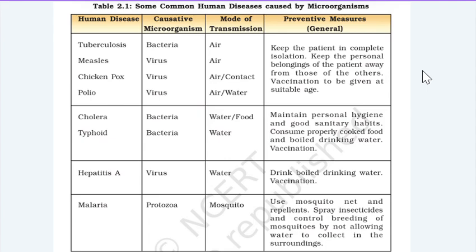If we find stagnated water anywhere, always make sure to spray oil, since it prevents the air, that is oxygen basically, from entering, and does not allow the growth of the larvae of mosquitoes.